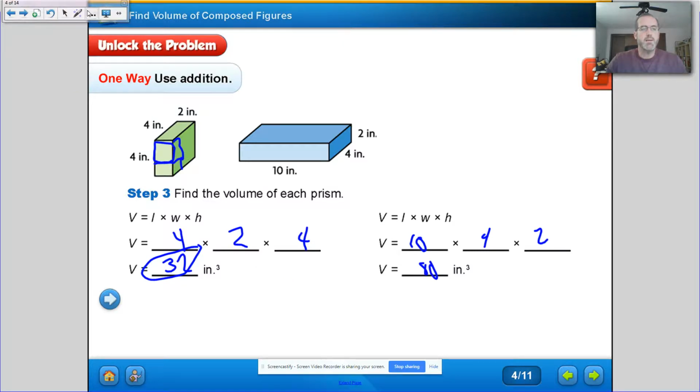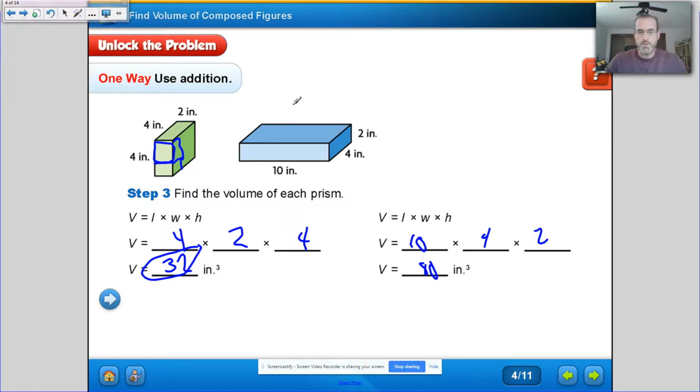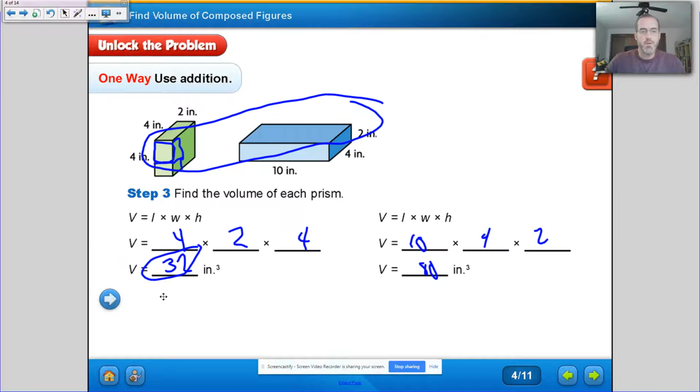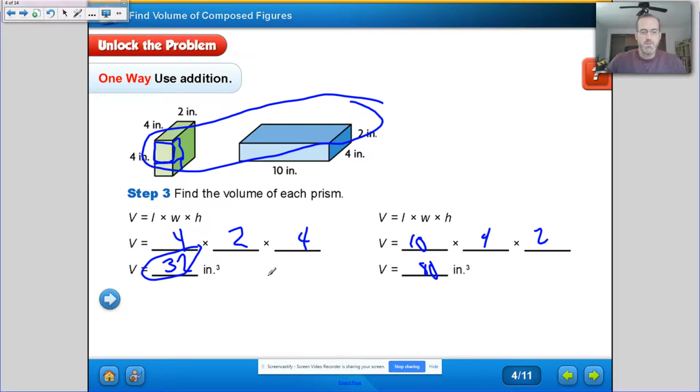And then on this side, we're going to do this figure here. So length 10, width 4, height 2. 10 times 4 is 40. 40 times 2 is 80. Then to say the overall volume of this original figure, we of course have to add these two numbers together. So 80 plus 32.